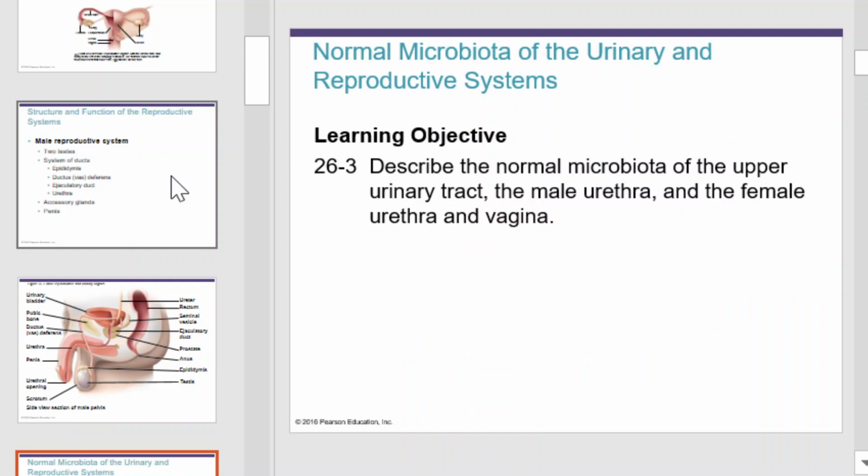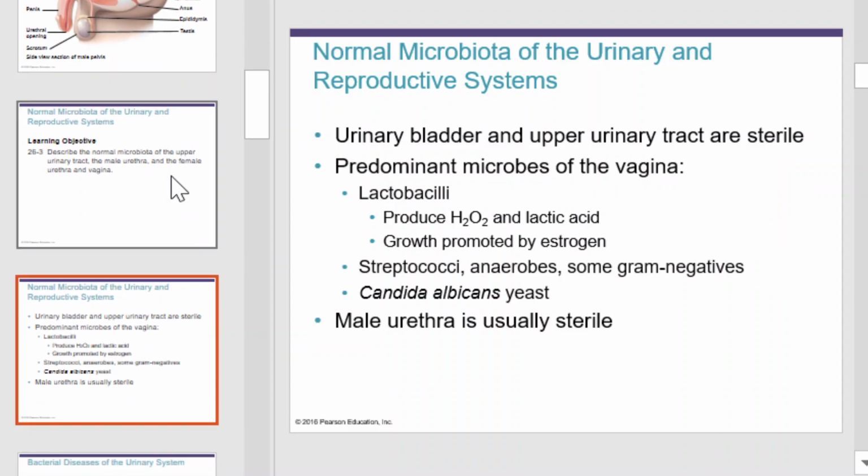The normal microbiota of the urinary and reproductive systems. The urinary bladder and upper urinary tract are, for all intents and purposes, sterile. The predominant microbes of the urinary and reproductive systems can be found in places such as the vagina. Lactobacilli here produce hydrogen peroxide and lactic acid. The growth of these organisms is promoted by estrogen. Streptococci, anaerobes, and some gram-negative organisms can also inhabit this space. Candida albicans, which is a yeast organism, can also inhabit this space. The male urethra is usually sterile.